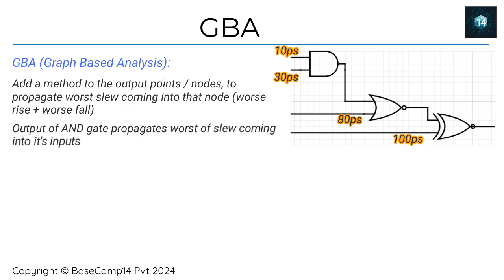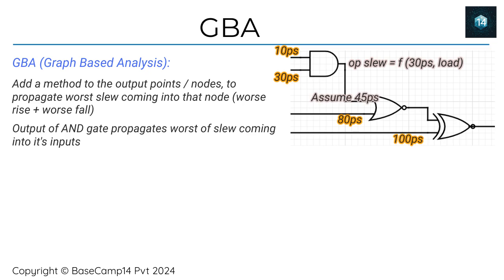For the AND gate, 30 ps is propagated to the output pin. Delay arcs for the AND gate are still computed with 10 ps and 30 ps. It's just that the output slew is computed from the worst slew, 30 ps. Let's assume that to be 45 ps for now.